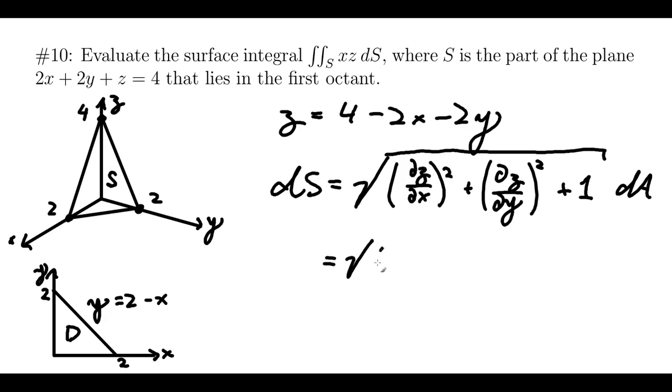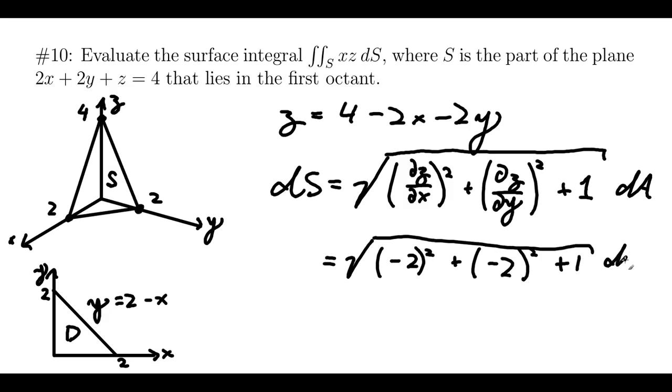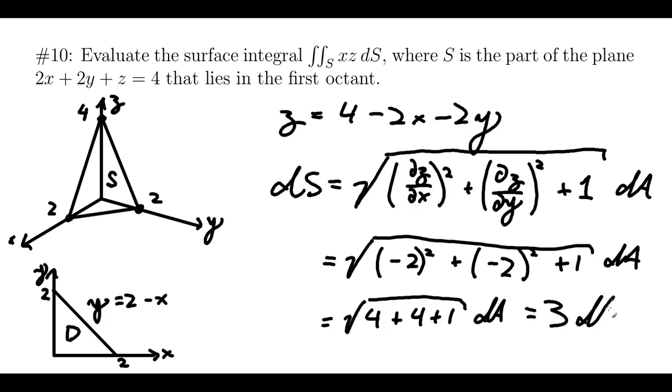So looking at what we have, the partial of z by x is -2. Planes are nice because they're linear and the partials come out very cleanly. The partial of z by y is also -2. So it looks like we get the square root of 4 plus 4 plus 1, dA. 4 plus 4 plus 1 is 9, the square root of 9 is 3, so we get 3 dA. Generally speaking, when we work with planes, we will get some constant times the differential dA. We were fortunate that this didn't even have a radical at the end, so that's good.